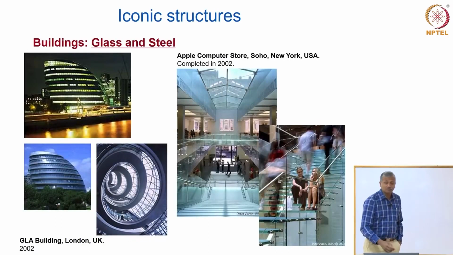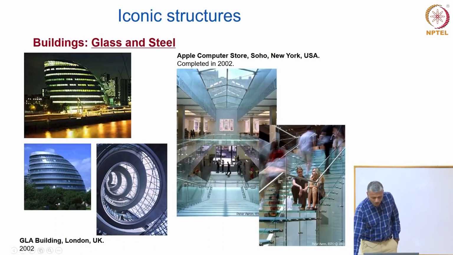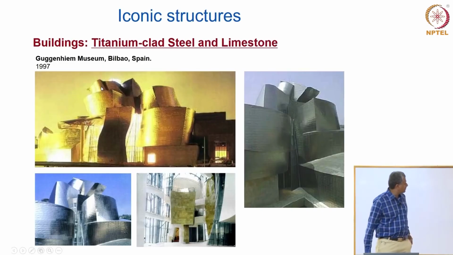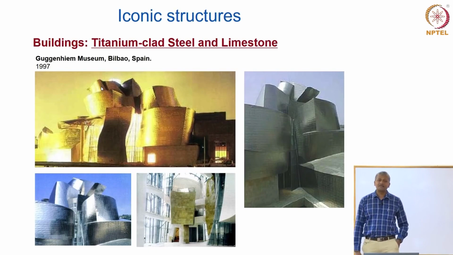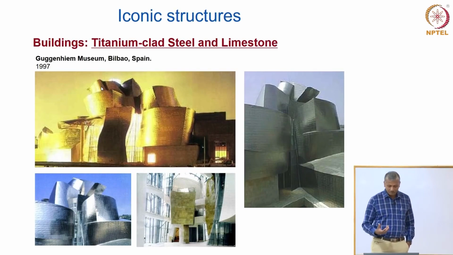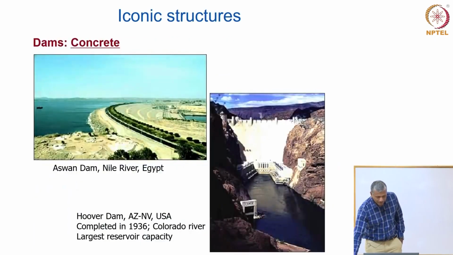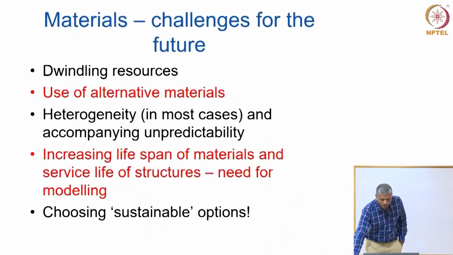Okay. So today, of course, a lot of glass is also being used in structures. So glass and steel are popular choices with respect to your high profile structures. Even the Guggenheim Museum in Bilbao in Spain, it's titanium clad steel and limestone which is combined together to give this very interesting sort of appearance. And of course, dams in concrete, you see several hundreds of them all across the world.